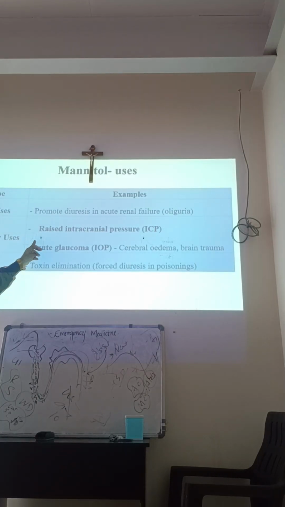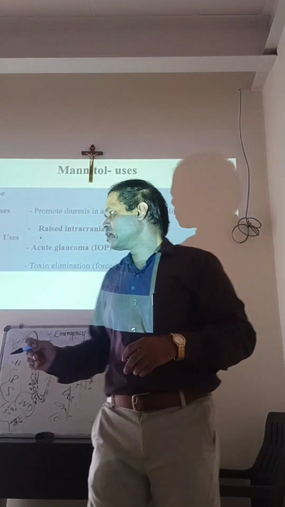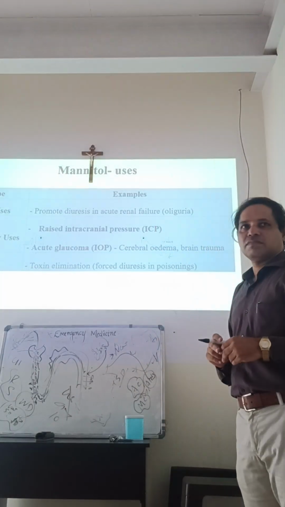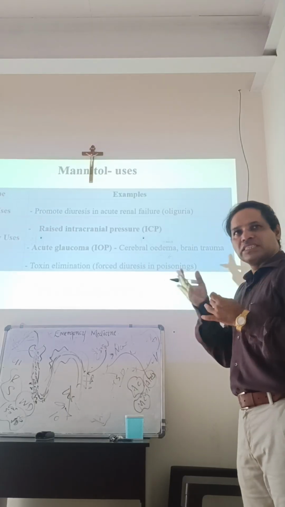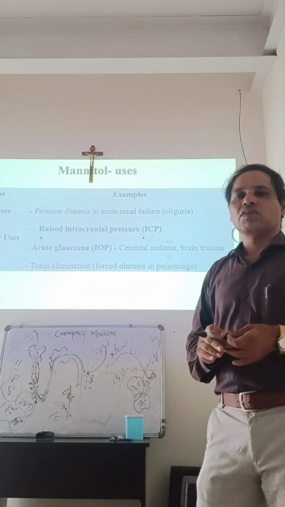Then in case of raised internal pressure, we can use this: acute glaucoma, cerebral edema, brain trauma. And to rapidly eliminate toxins, we can use this. Suppose a toxin is there in the blood and you want it to go out rapidly through the renal route, use mannitol. It rapidly excretes the toxin. This is also called forced diuresis. A poison that remains a long time in the body causes more harm, so you make it excrete faster using mannitol.